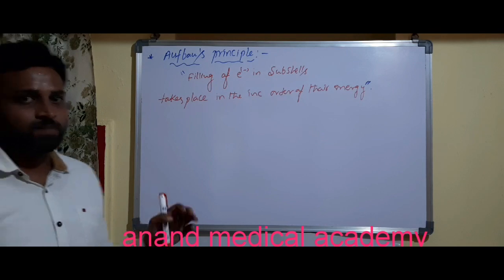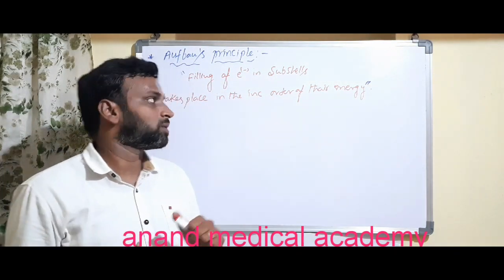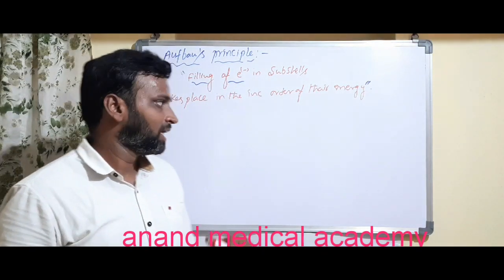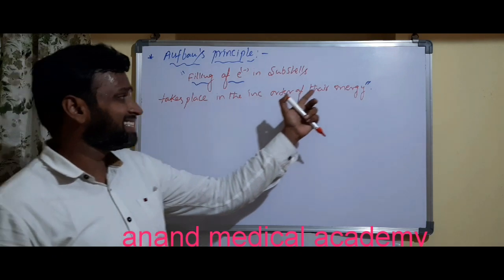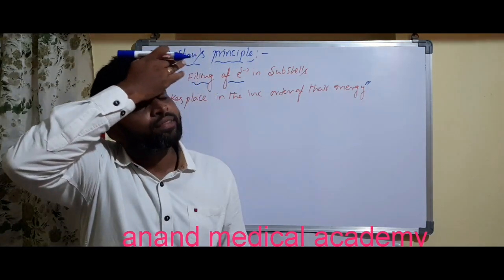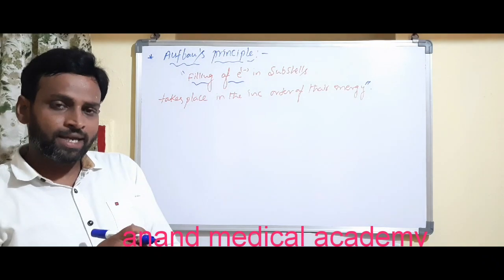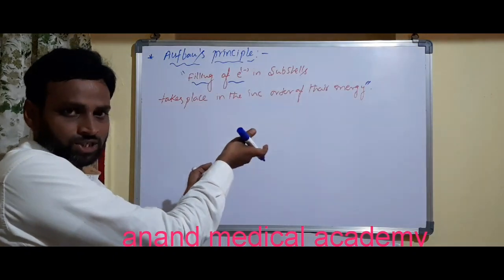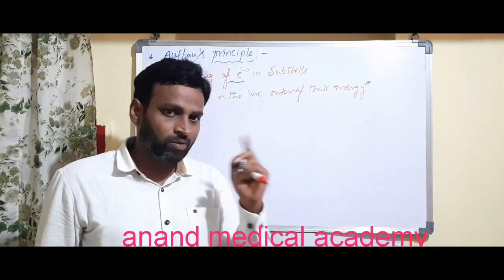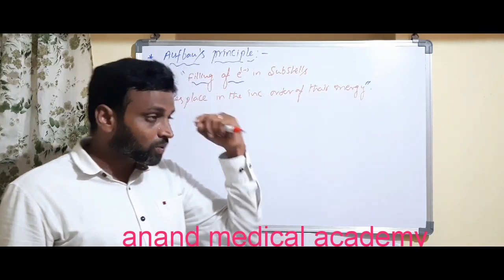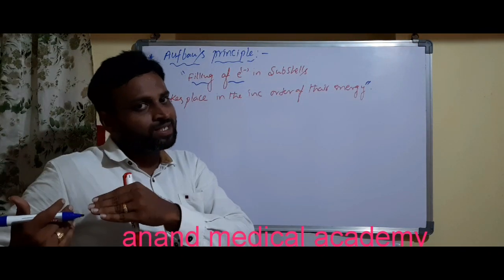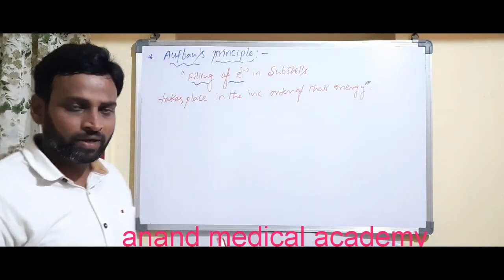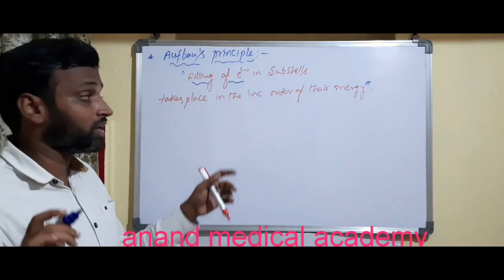What is the Aufbau principle? Filling of electrons in various subshells takes place in the increasing order of their energies. Sir, their energies means whose energy, sir? My energy and your energy, sir? No, the subshell's energy. The subshell's energy I just gave previously. Why did I recap all these things, did you understand? To write down electronic configuration, the previous concepts are also very important for us. That's why I revised. Got it? So the energy of subshells is very important.